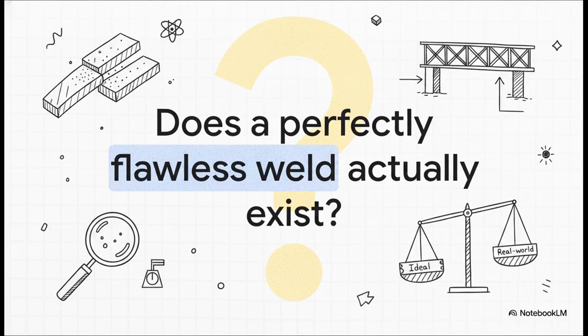Which kind of leaves us with this final, really interesting thought to ponder. If every defect is an imperfection, but not every imperfection is a defect, it means the standards themselves accept that tiny, microscopic deviations are just a natural part of the process. So it makes you wonder, does a perfectly flawless, 100% ideal weld actually exist anywhere outside of a textbook? Or is the true art of engineering just knowing exactly how much imperfection a structure can safely absorb? It completely changes how you look at the engineered world around you, doesn't it?